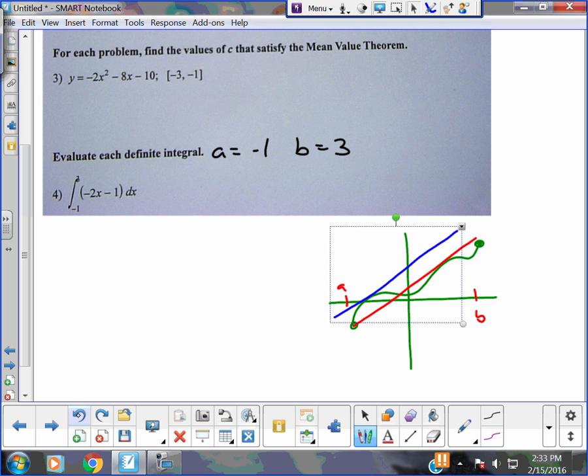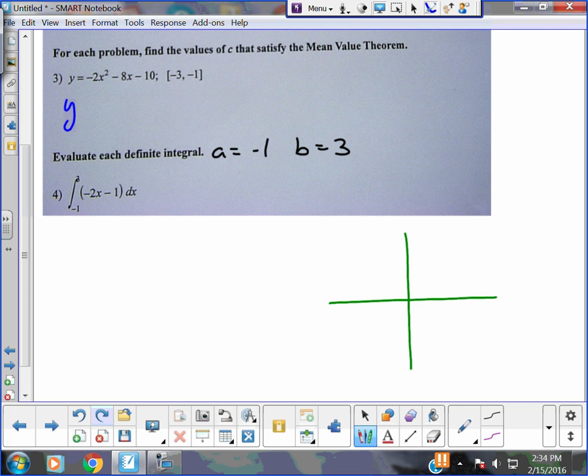Yeah, so I'm going to have to find y prime. All right? And I'm going to graph this too this time. All right? So I would find y prime first. Negative 4x minus 8. You guys agree? That's parabola. You guys agree? So I'm very curious when x is negative 3 what y is. So I want to find the 2 ordered pairs. Negative 3 comma blank and negative 1 comma blank.